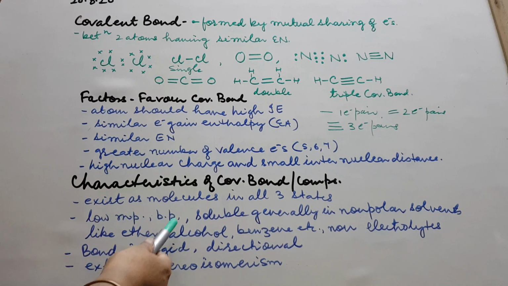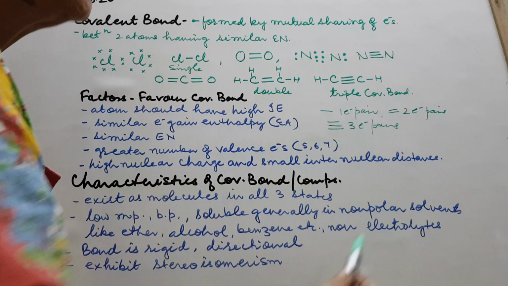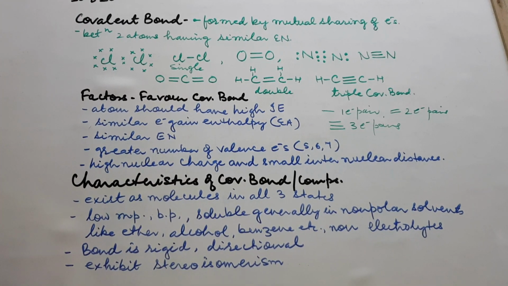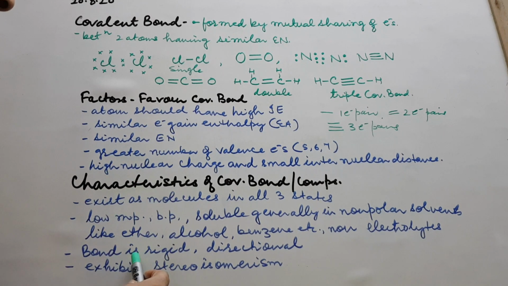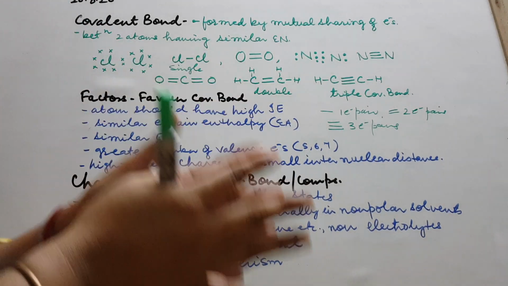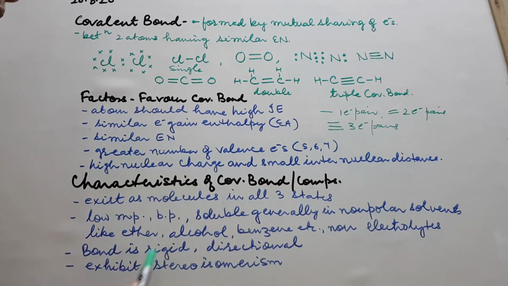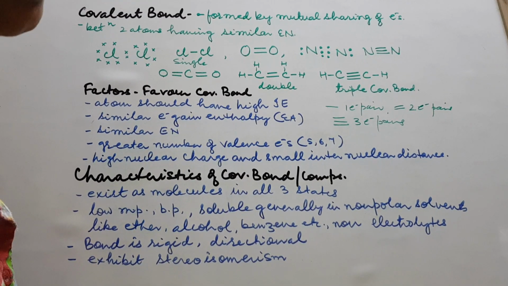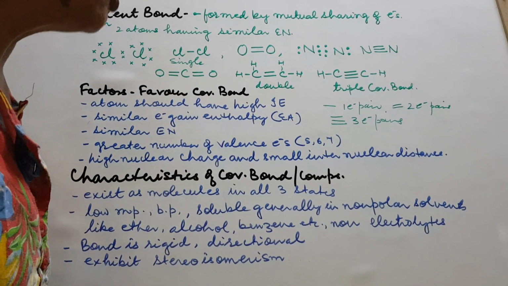Then they all have low melting and boiling points, and they are generally not soluble in water, but soluble generally in non-polar solvents like ether, alcohol, benzene, etc. Then as I explained you, the bond is rigid and directional, because the electrons are tightly held. They are placed between the nuclei of the two atoms. So, bond is rigid and directional and exhibit stereoisomerism. The compounds having covalent bond exhibit stereoisomerism.